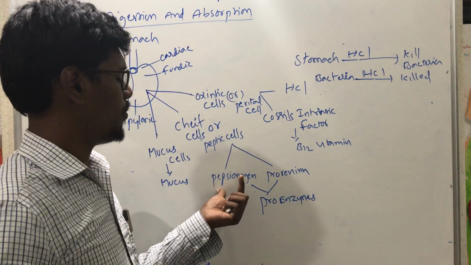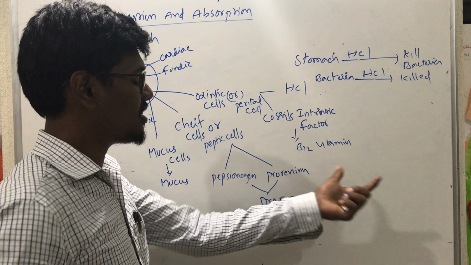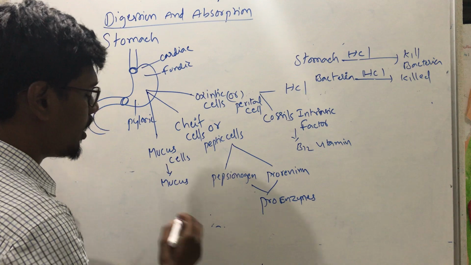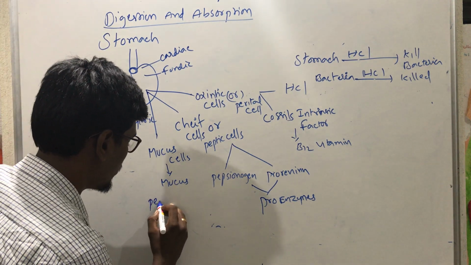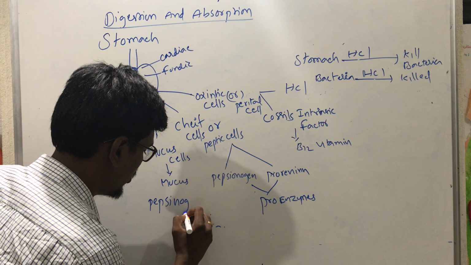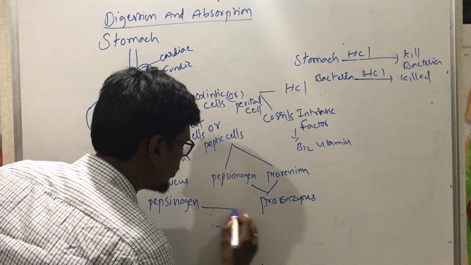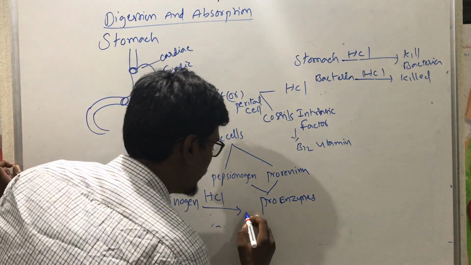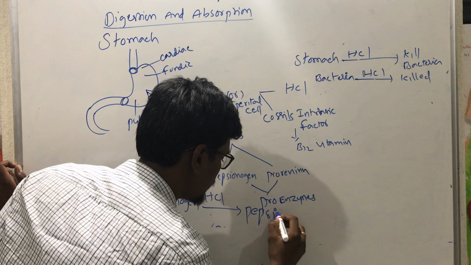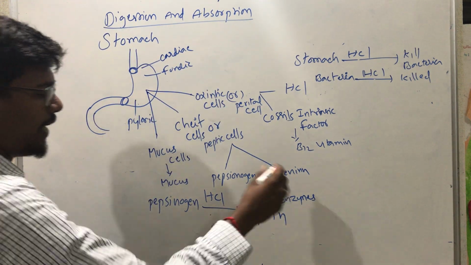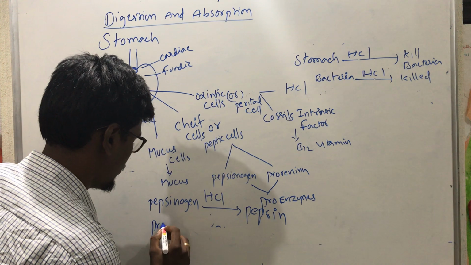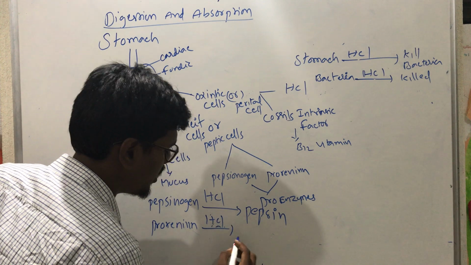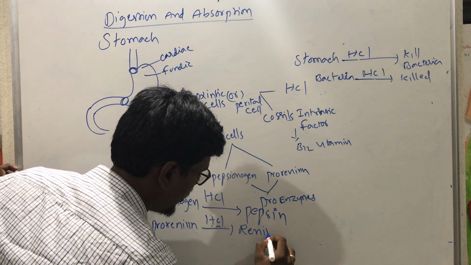Here is how HCl activates them: pepsinogen and prorenin are pro-enzymes. Pepsinogen is converted by HCl into pepsin, and prorenin is converted by HCl into renin.